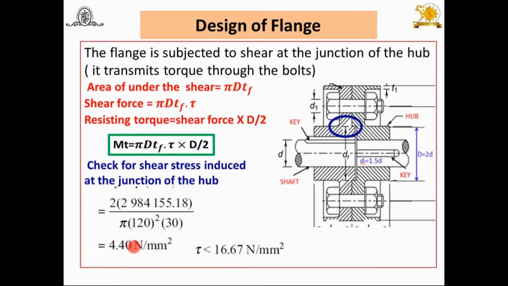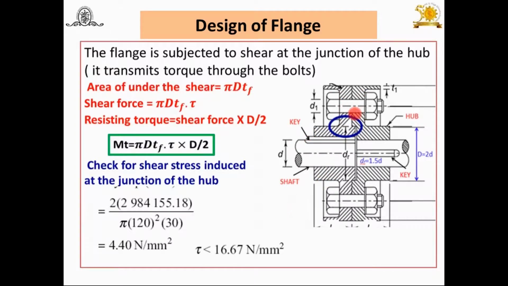And this calculated 4.40 is less than the 16.67. Again, the flange is made up of grey cast iron, and the permissible stress for this grey cast iron, that is flange and the hub, we have already calculated as 16.67. The calculated value 4.40 is less than the 16.67. You can say your design is safe for the flange also. This is about the design of flange.